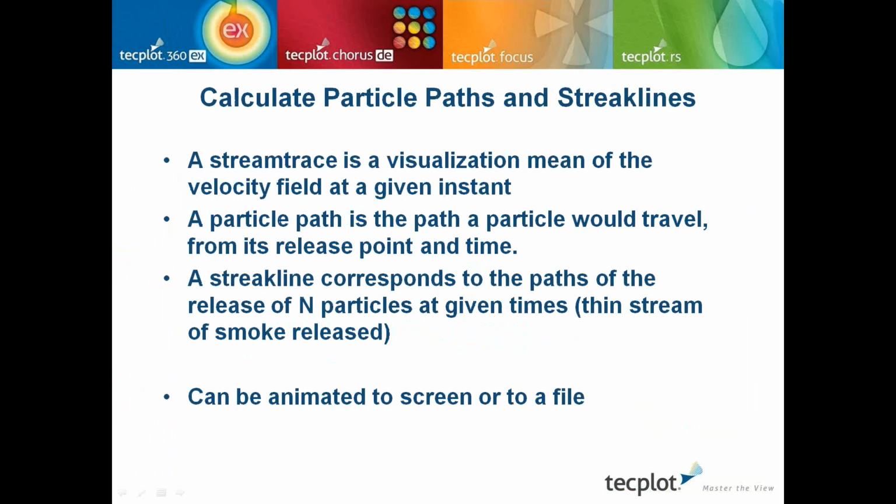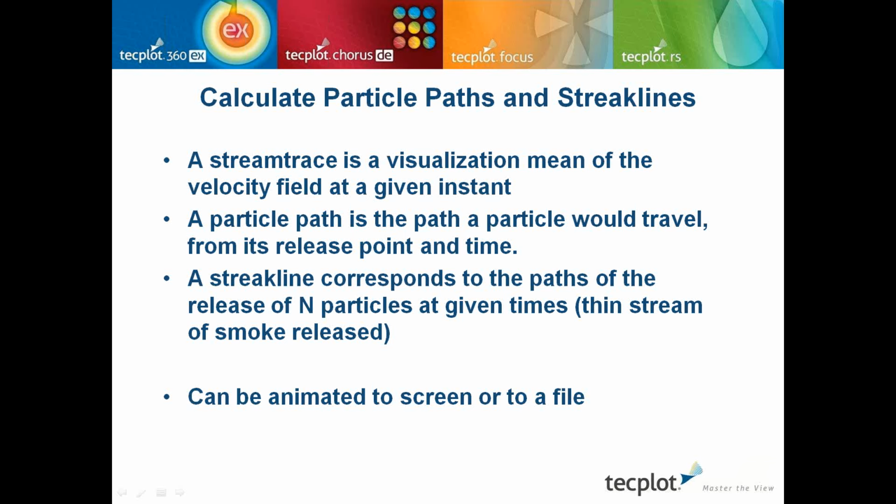Now I'll speak about particle paths and streaklines. So basically, what is the difference with stream traces as well? Stream traces is basically a visualization means of the velocity field at a given instant. So every time you move to a new time step, your stream traces will get updated to fit the new velocity field vector, basically. A particle path takes that into account, and it's actually the path a real particle would travel through your volume.